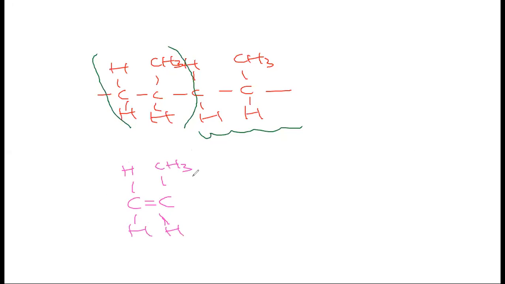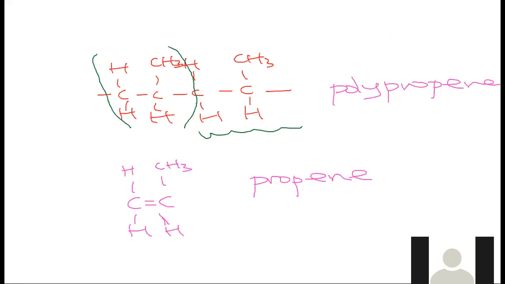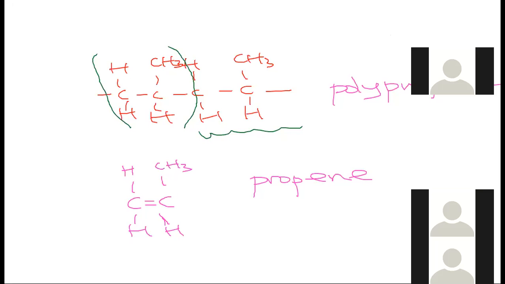Now, what is the name of this monomer? Can you see? 1, 2, 3 carbon atoms with the carbon-carbon double bond. This is actually the propene. And what is the name of this polymer? It is actually the polypropene. Now, do you know what is the function of the polypropene? Anyone knows what's the function of the polypropene? Anyone? Shall we hear from Yuan Kai?